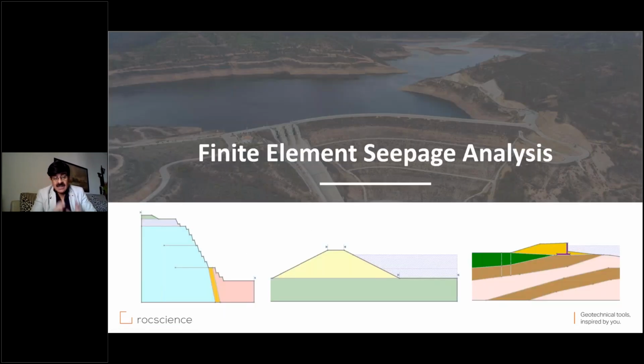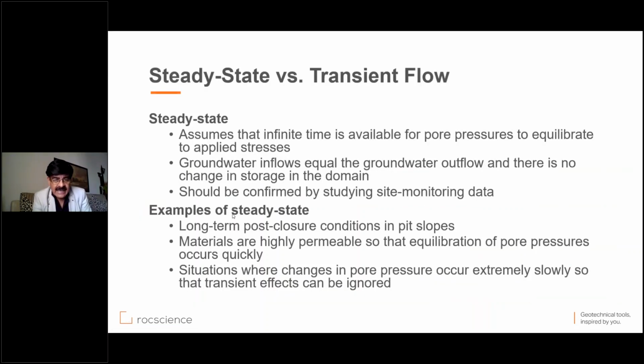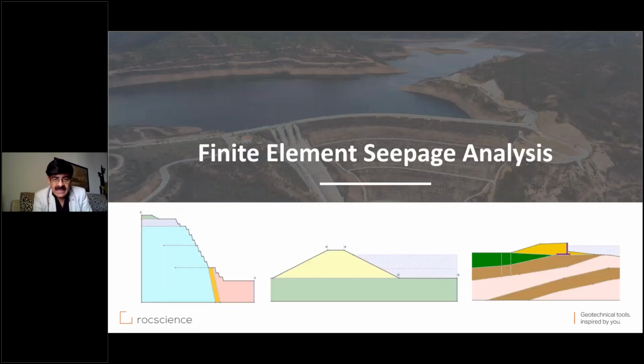And after those two examples, let's go to the finite element seepage analysis, which is included in Slide 2. In this section, we're going to look at three examples: one of an open pit, one of an embankment, and one of a levee. We'll start with the example of the levee, which is on the extreme right, followed by the embankment, and then the open pit on the left, the third one.